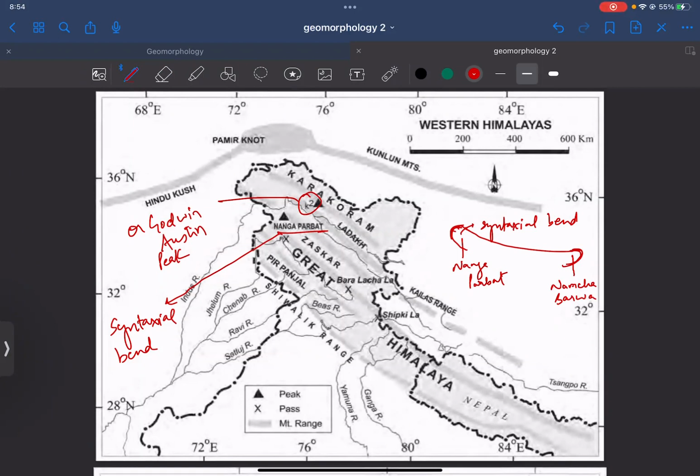Alright. Then south of the Zaskar ranges, we have the Great Himalayas. The Great Himalayas have various passes. One is the famous Baralacha La, then Shipki La. La means pass. Alright. So Trans Himalayas: Karakoram, Ladakh, Zaskar. Now we'll talk about the normal Himalayas. First is the Great Himalayas.